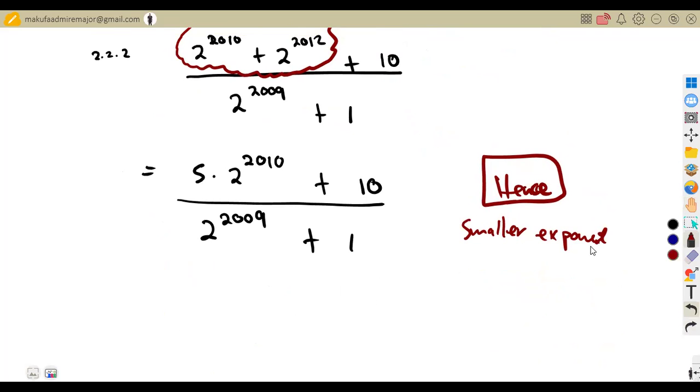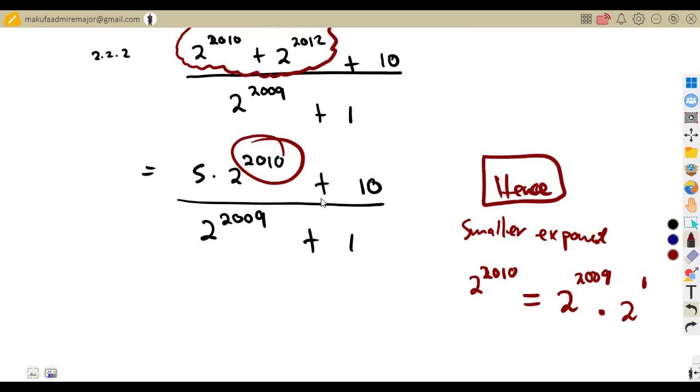Take note about that. So I'm supposed to write this in terms of this one, which is the smaller exponent. How can I write 2 to the exponent of 2010 as a number which is 2 to the exponent of 2009? It means we are going to multiply this by 2 to the exponent of what, so that we get the same 2 to the exponent of 2010. Remember, if the bases are the same, we add the exponents. So it must be to the exponent of 1. 2009 plus 1 gives us 2010.